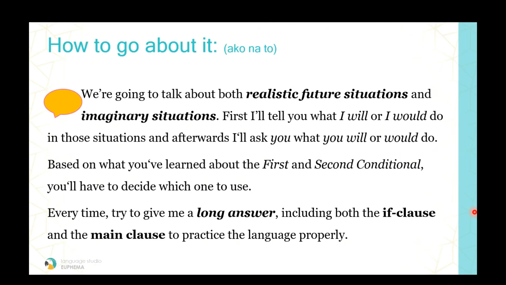Let's talk both conditionals. Okay, how to go about it? We're going to talk about both realistic future situations and imaginary future situations. First, I'll tell you what I will or I would do in those situations, and afterwards, I'll ask you what you will or would do. Based on what you've learned about the first and second conditional, you'll have to decide which one to use, first or second. Every time, please try to give me a long answer, including both the if clause and the main clause, so as to practice the language properly.